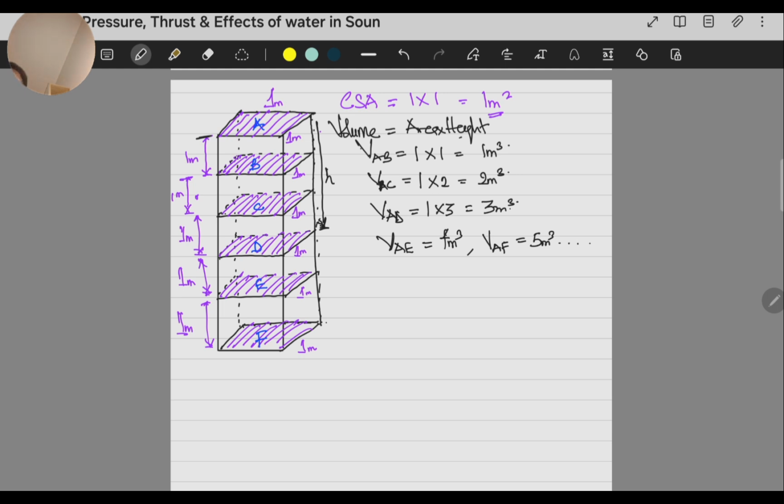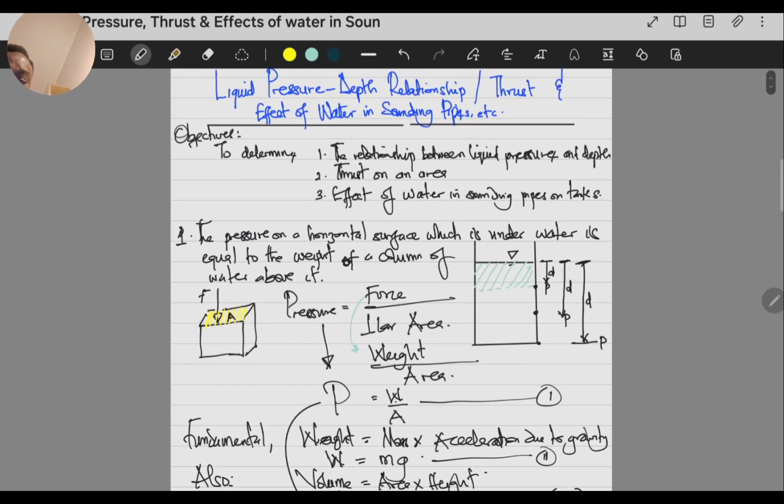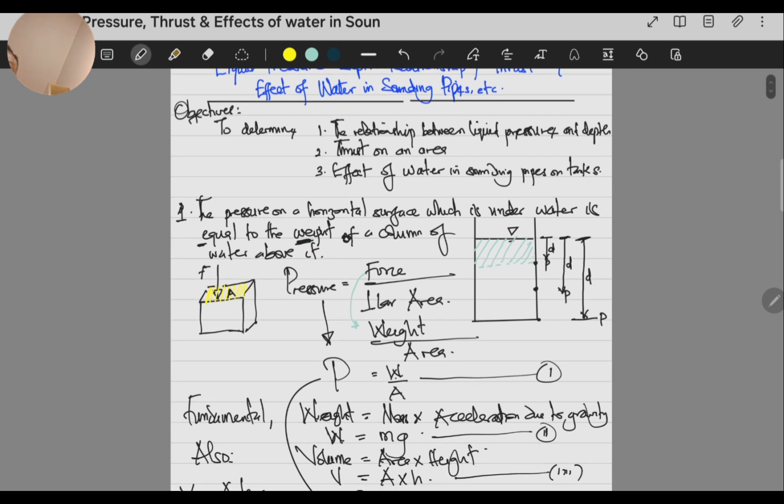So that is the volume of the column above each reference. If reference B, the volume above this plane is 1 meter cubed, above this plane C 2 meters cubed, above this plane D 3, 4, and so on. So what about if we determine the weight? Because we're really interested in proving that the pressure on a horizontal surface in that water is equal to the weight of the column of water above it.